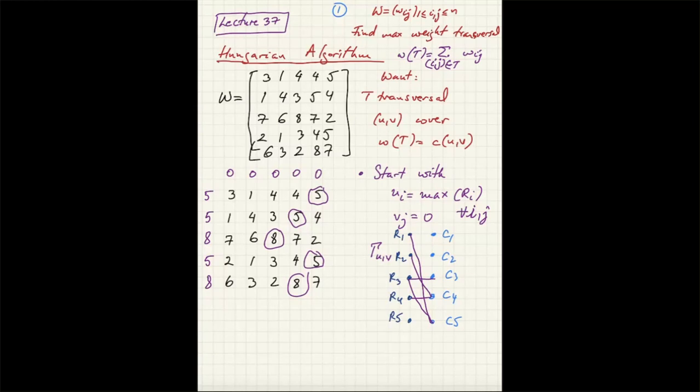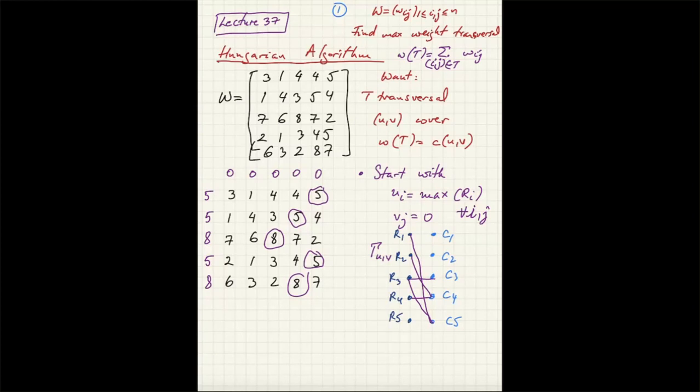Today we'll start by giving an example of how the Hungarian algorithm works. Let's recall that the Hungarian algorithm is used to find a maximum weight transversal in a square n by n matrix. So we have this matrix W, and we have to choose one entry from each row and each column such that the sum of these entries is maximum over all possible such transversals.